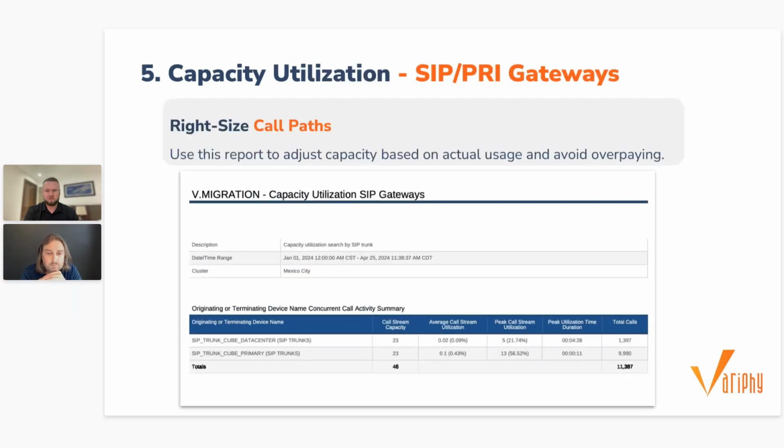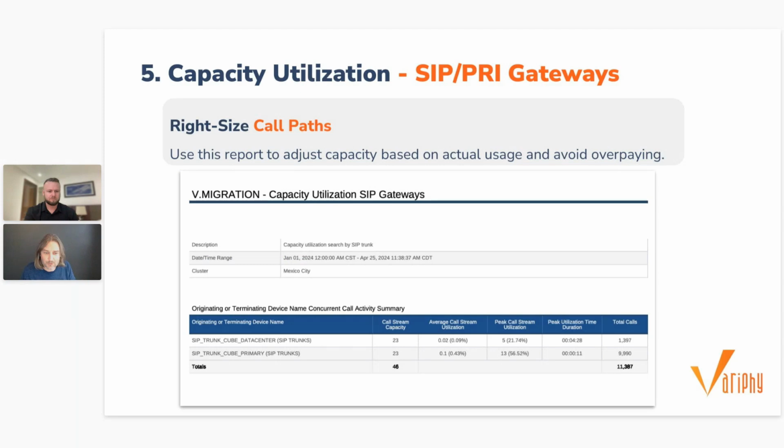Keep things moving. Capacity utilization, obviously, paying for unused capacity is probably pretty common, whether you're migrating or not, but how are you guys using these, Vic? Yeah, you got it. Spot on. Paying for unused capacity, or realizing that you are underutilized or overutilized on your capacity.